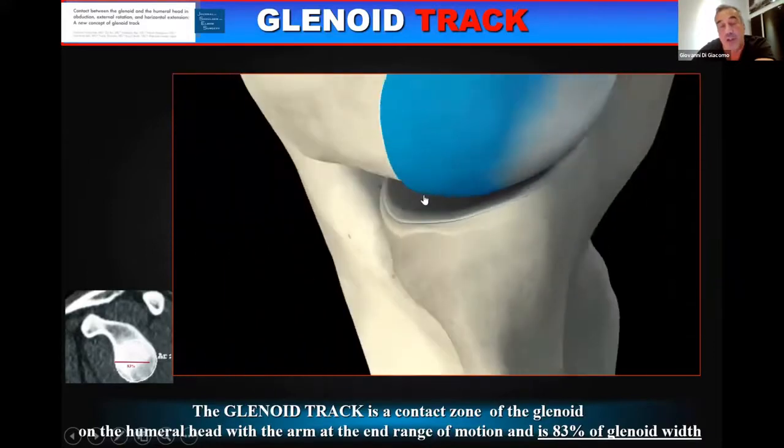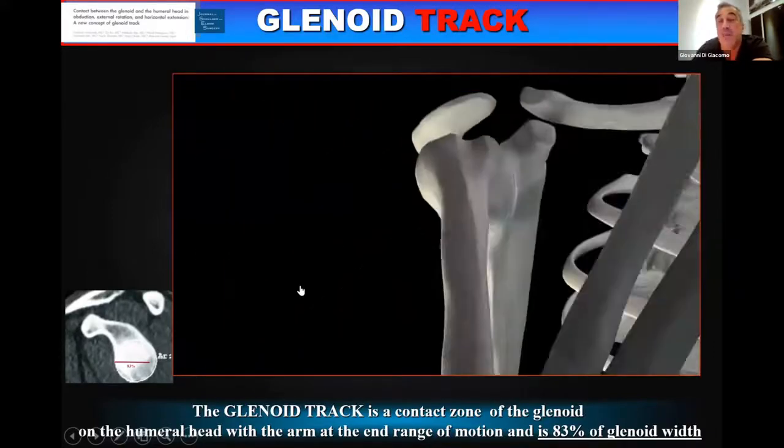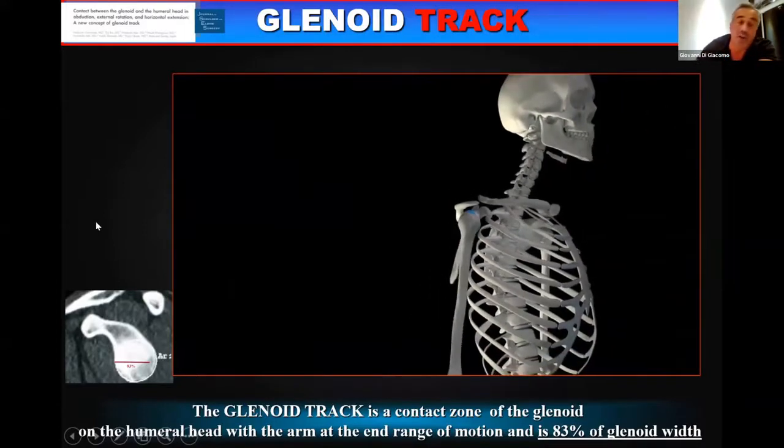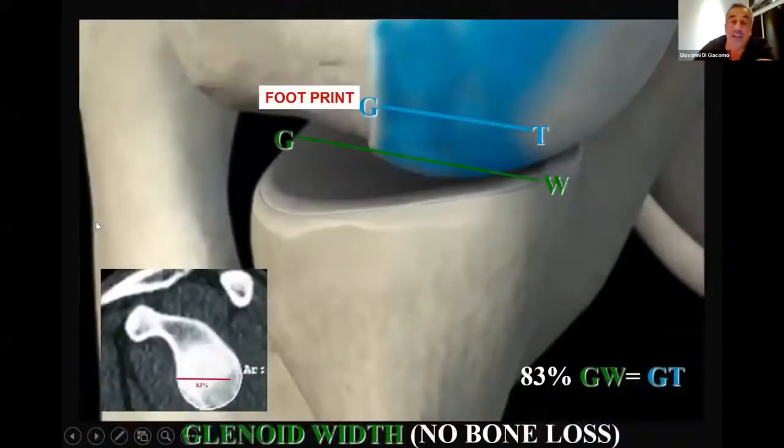So the glenoid track is the blue zone and is medial to the footprint. According to the Eiji Itoi study, the glenoid track, this is the shoulder in upper position. This is the tuberosity. Here is the cuff. Here is medial to the cuff.